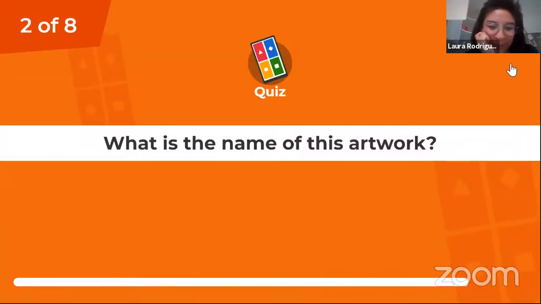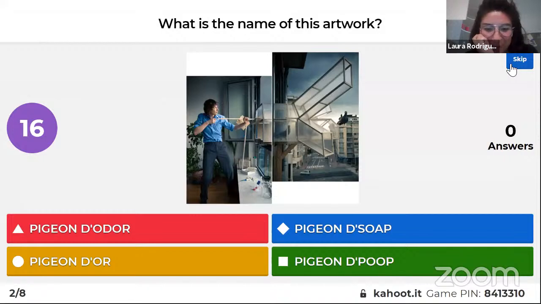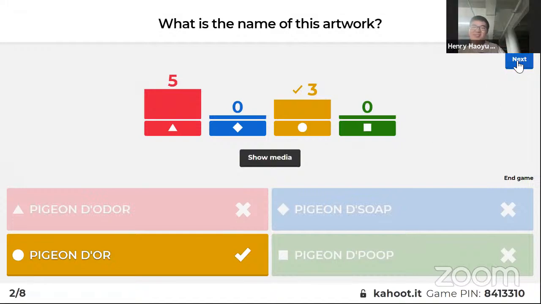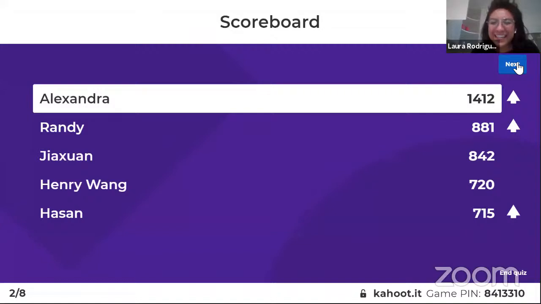What is the name of this artwork? Who presented this artwork? You remember the name? Nobody presented this artwork, right? Yeah, it was selected, but Angel was not telling the artwork. But do you know this? Pigeon Dior. So they basically modified the guts of the pigeons to make soap with their poop. So when a pigeon poops on your car, you can just put water and clean it as a soap. Okay, Alexandra, now you are in the first place.